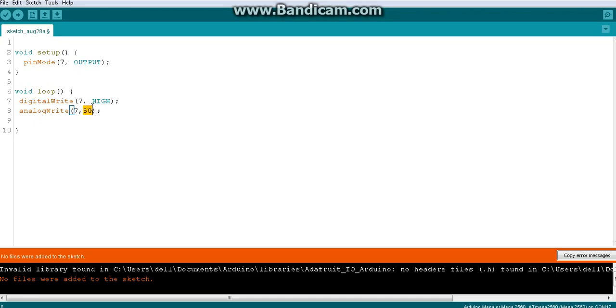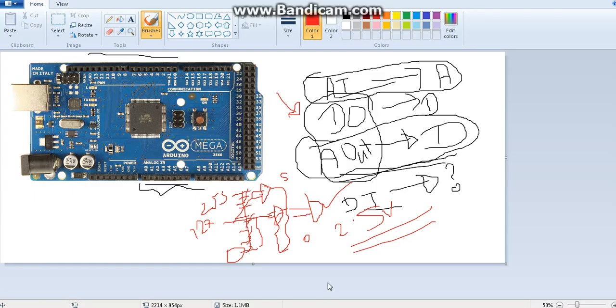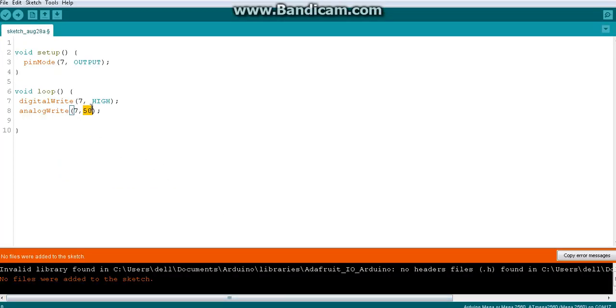So if you are giving 50 here, the respective voltage value of the 50 units will be coming out of the pin. That particular voltage will come. You understand what I am telling? Okay, guys, if you are saying 150, again the respective voltage for the 150 units out of these 255 units will be coming as an output voltage. So you will get varying voltage in that particular pin as an analog output.